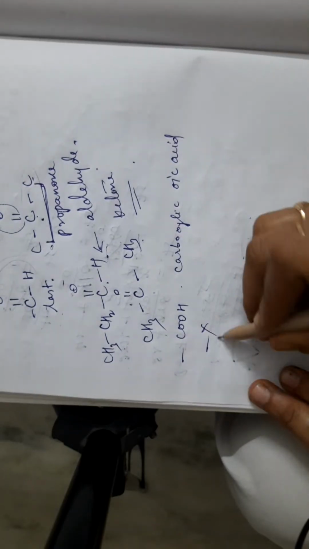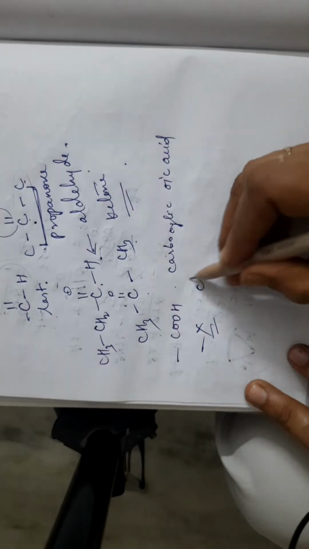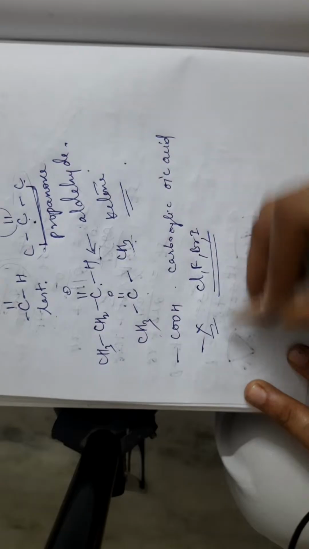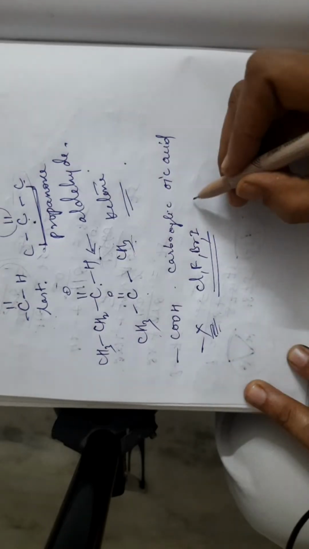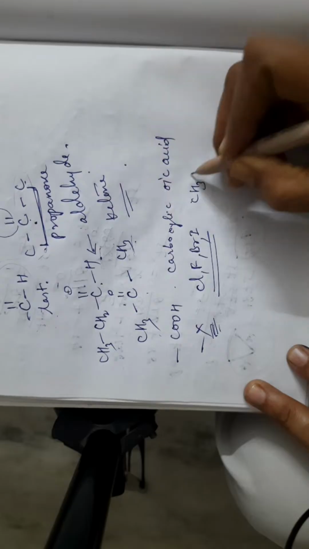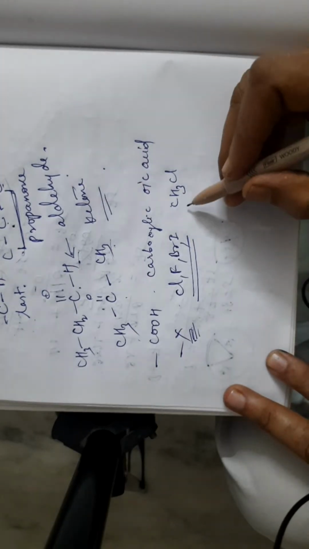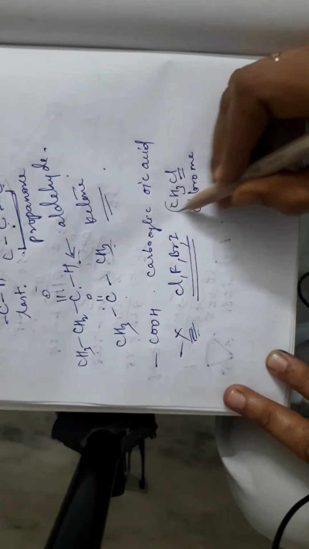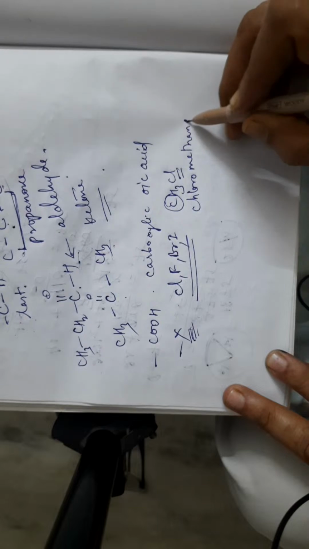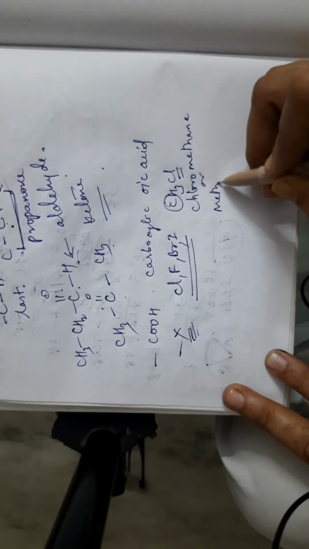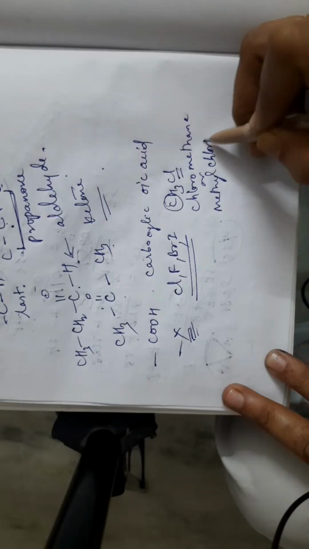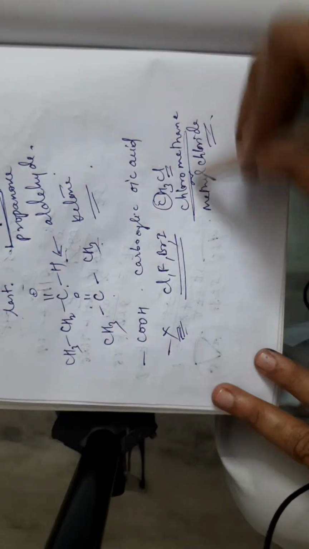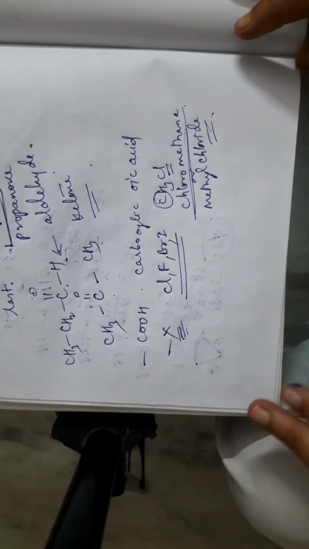If X is there, X represents halogen: chlorine, fluorine, bromine or iodine. For halogen, we use IDE. Like if chlorine is attached, CH3Cl, we call it chloromethane. A single carbon is there, chloromethane, or we can call it methyl chloride. IDE could be used. So the choice is yours. This will be the easiest one which you can remember easily.